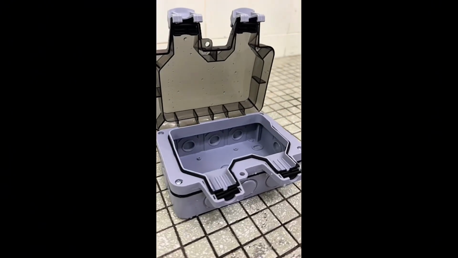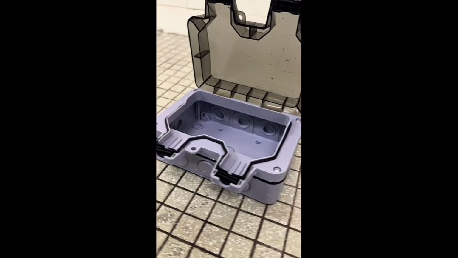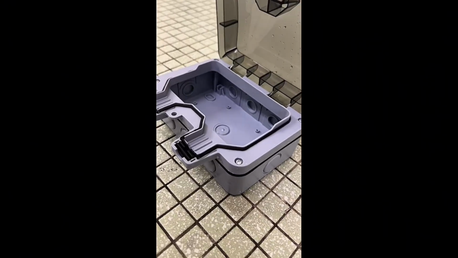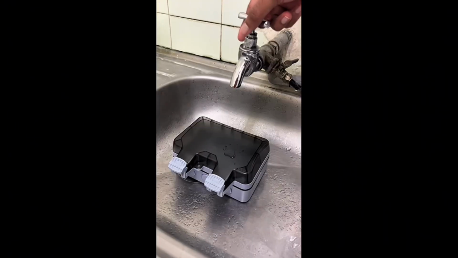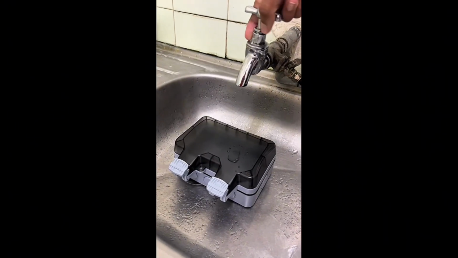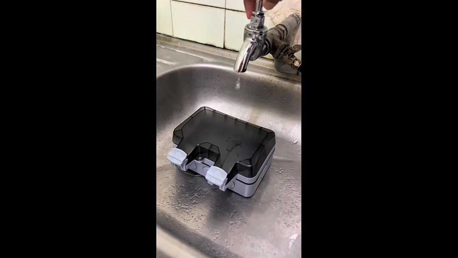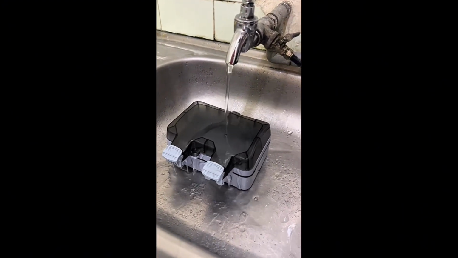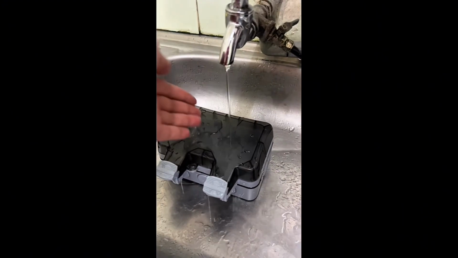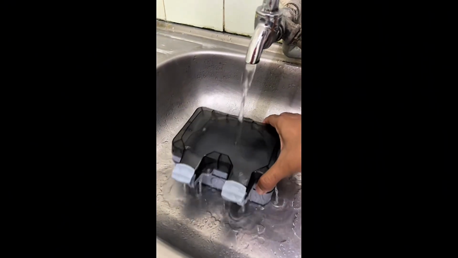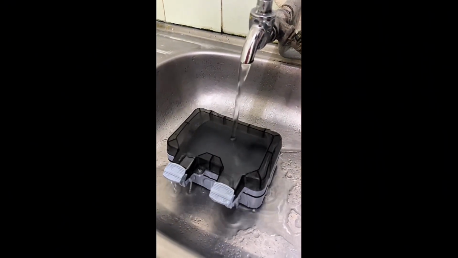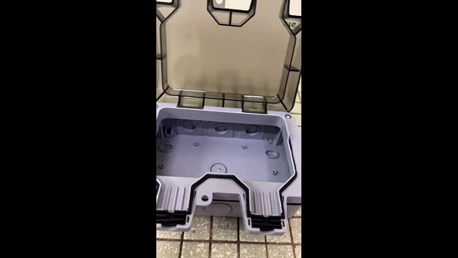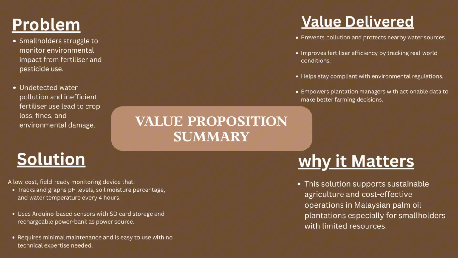Next, we will test the weatherproofness of our casing. This is to ensure that all the electric components won't get damaged during heavy weather. We will douse the casing under running water. And as you can see, the interior of the casing is still completely dry. Now, I will summarize our value proposition and with that, conclude the entire presentation of our project.